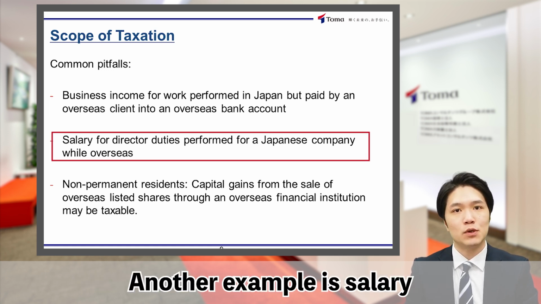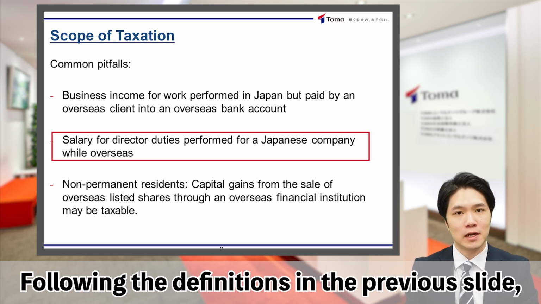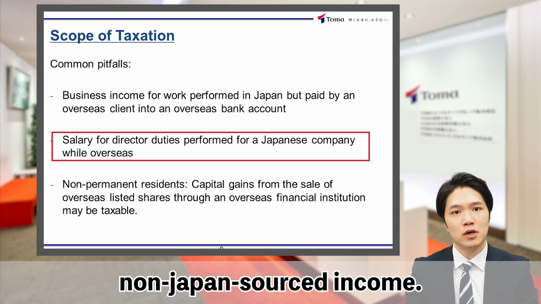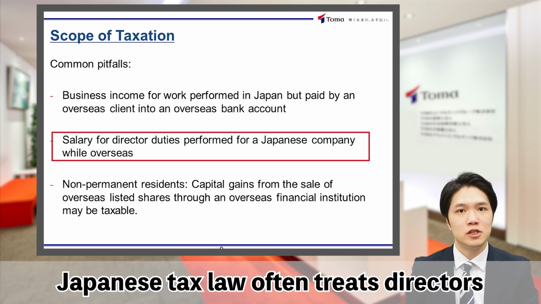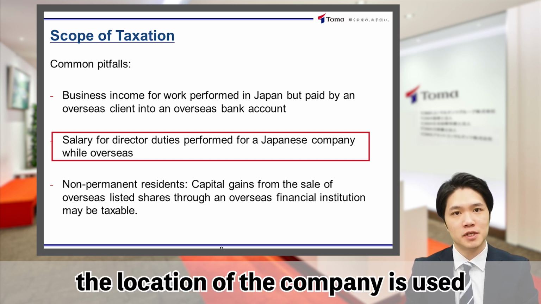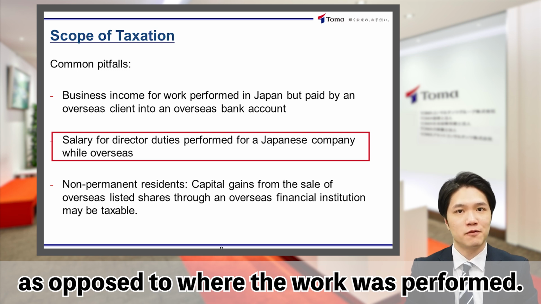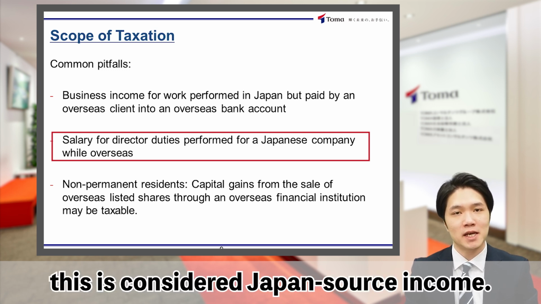Another example is salary for director duties performed for a Japanese company while overseas. Following the definitions in the previous slide, we would think that this is considered non-Japan-sourced income. However, Japanese tax law often treats directors as different to employees. For income tax, the location of the company is used when determining the source of income, as opposed to where the work was performed. Therefore, this is considered Japan-sourced income.